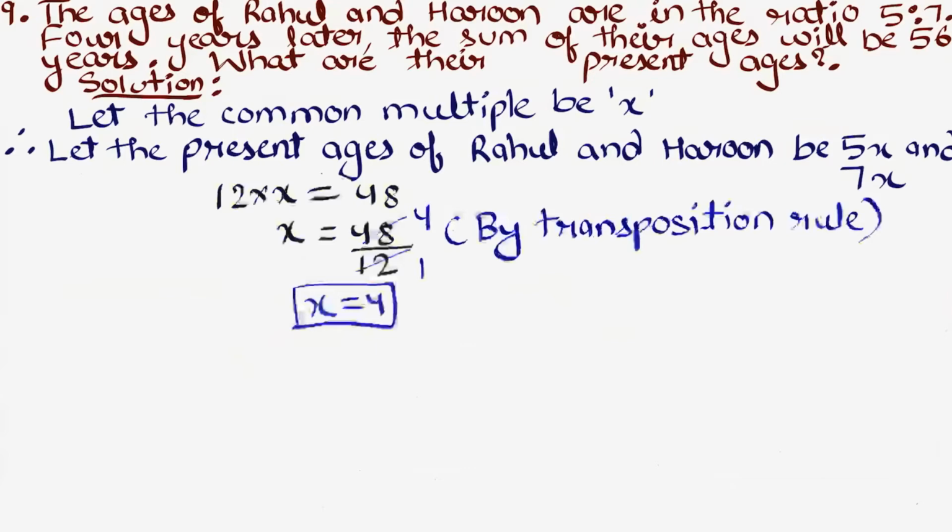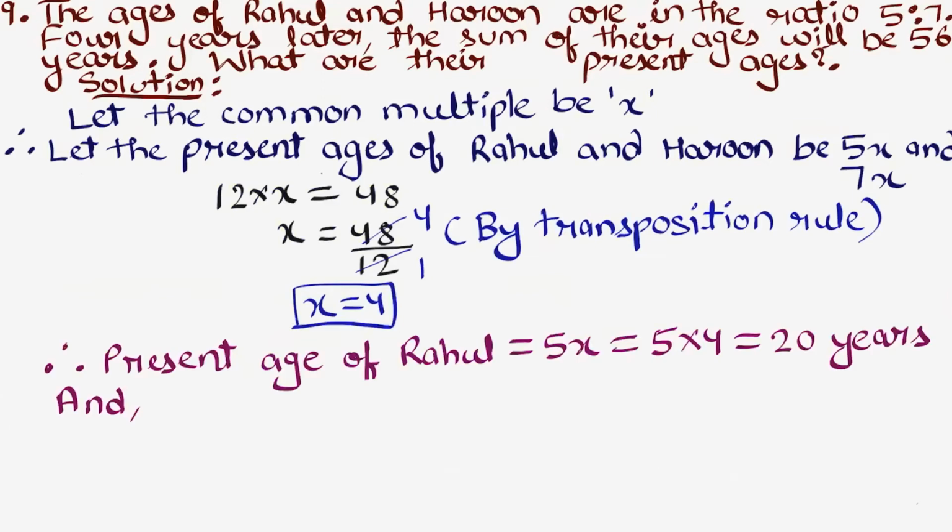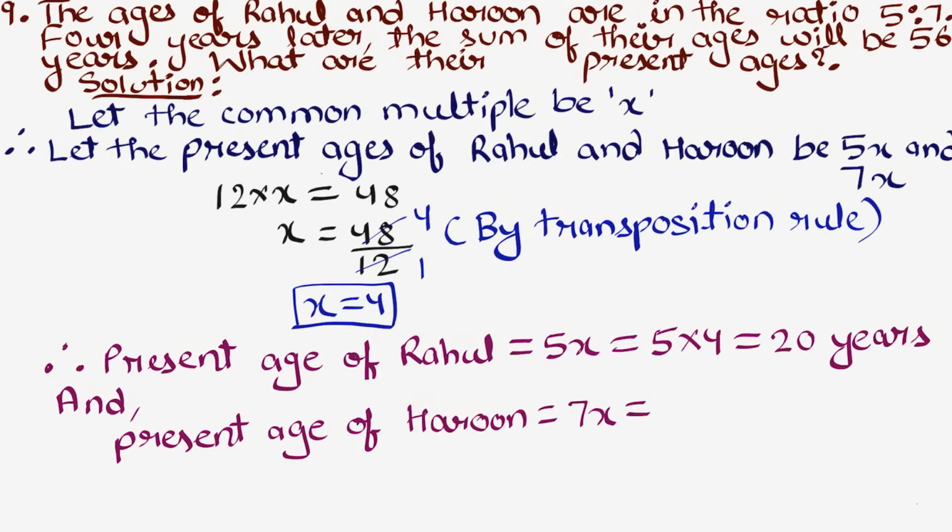So with the help of this we can find the present ages of Rahul and Haroon. Accordingly, the present age of Rahul is 5x. In place of x, we are going to substitute 4, since we have found the value of x as 4. So 5 fours are 20, and the present age of Haroon is 7x. In place of x, we substitute 4. 7 fours are 28. Therefore, the present ages of Rahul and Haroon are 20 and 28 years respectively. Now, as we know the concept of ratio, let's do one more sum based on the same.